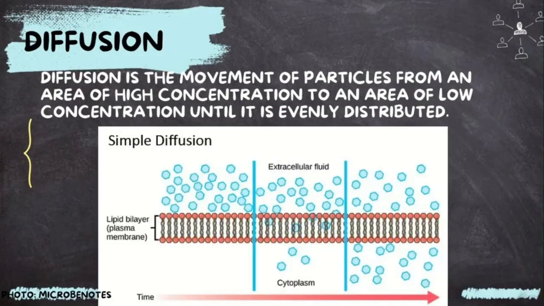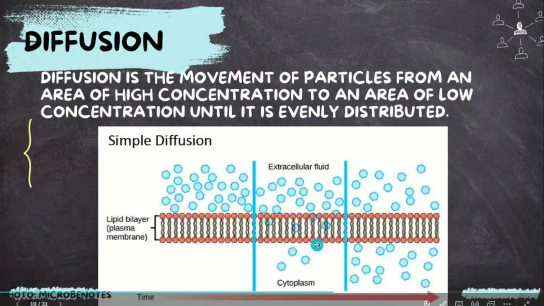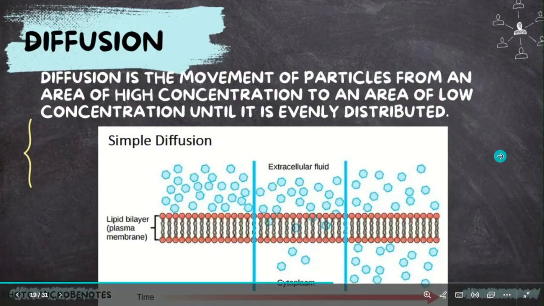I just realized that looking at this diffusion, I forgot one other important thing to mention. What we're looking at is simple diffusion. You need to know that we have simple diffusion and facilitated diffusion. Not all molecules are going to be able to move across the membrane. Looking at this cell membrane, not all molecules are going to be able to diffuse freely, like these ones coming out of the cell.